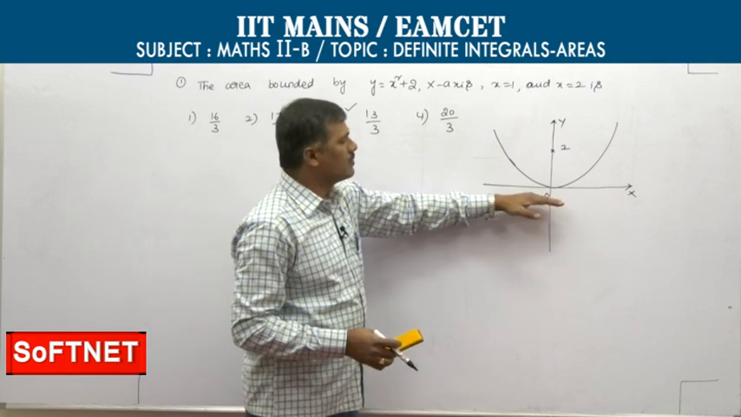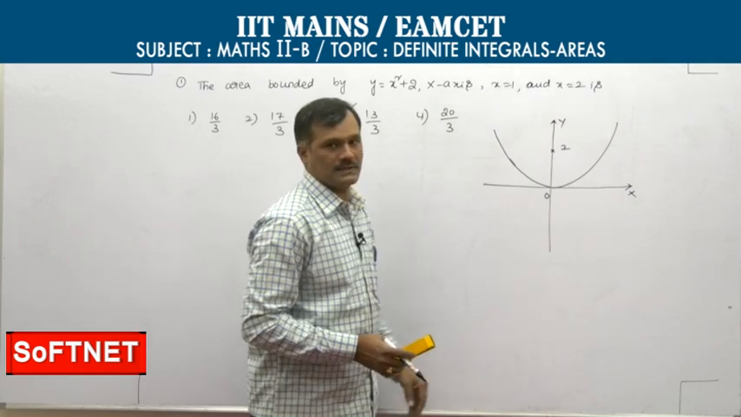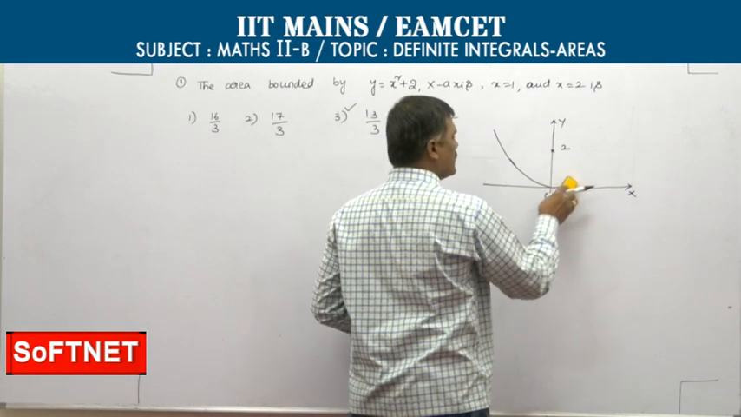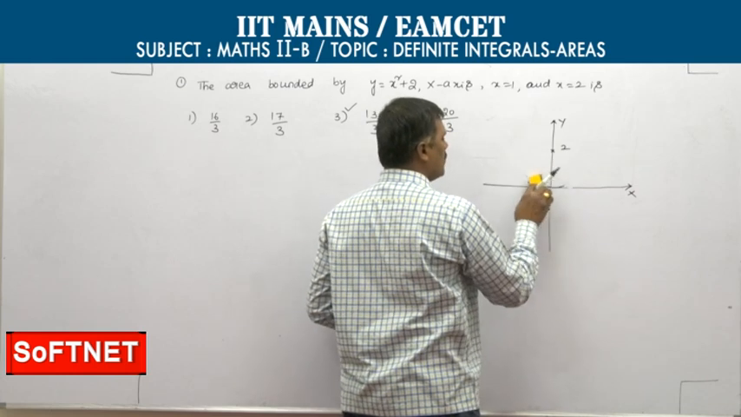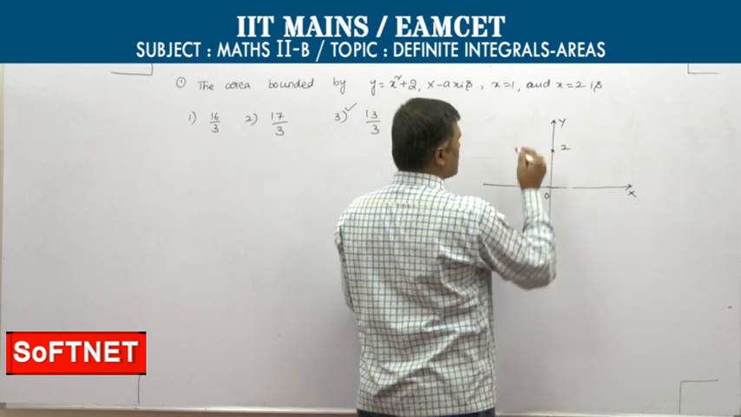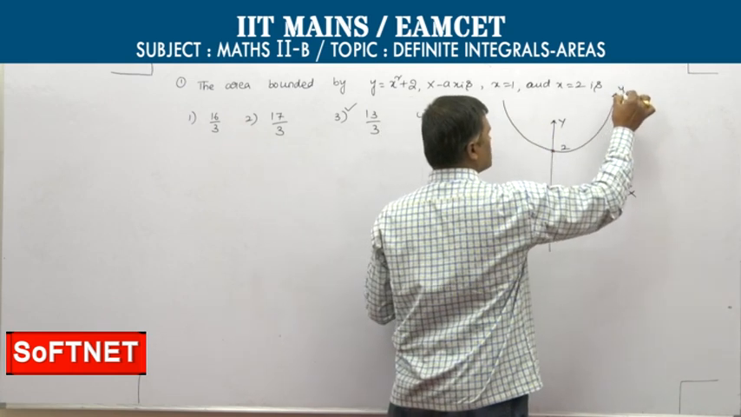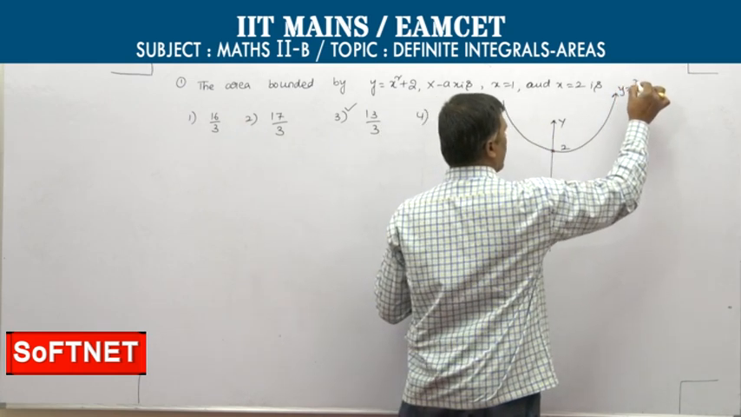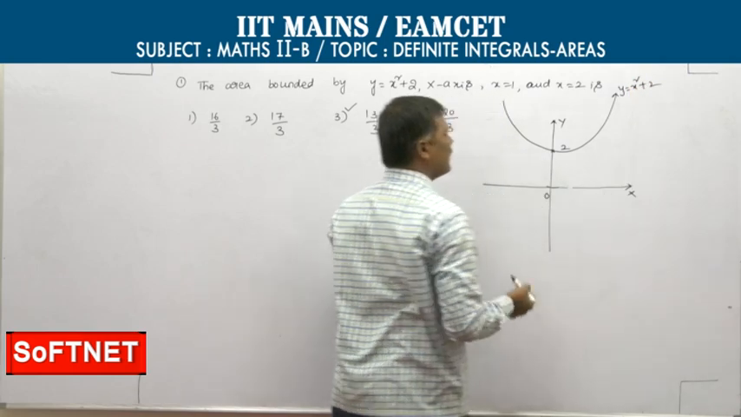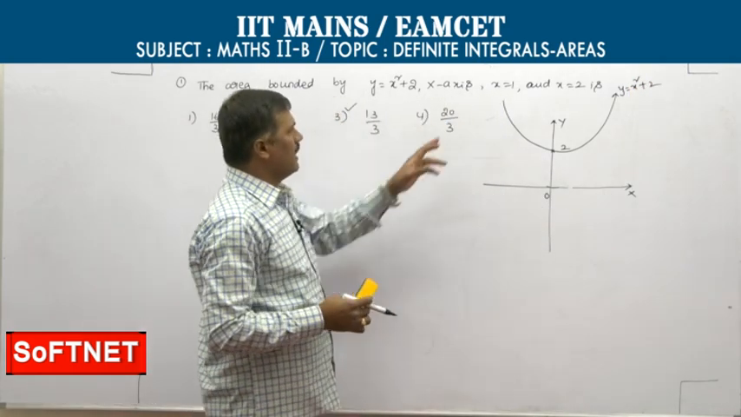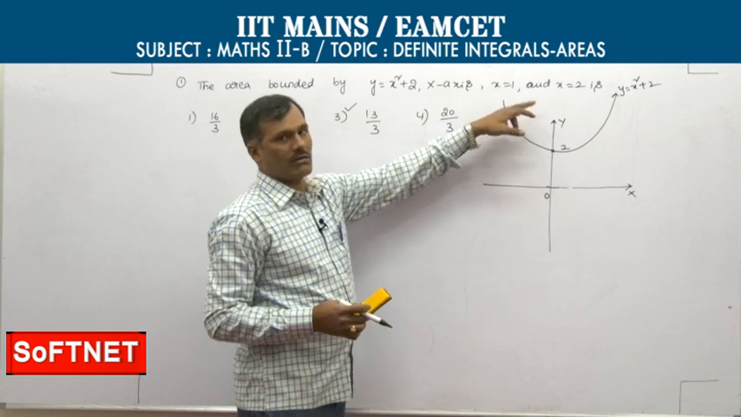That's why to move 2 units above the x axis. రెండు యూనిట్స్ మనకు పైకి జరిగితే ఈ కర్వ్ ఇలా ఉంటుందండి. ఇది y is equal to x square plus 2 కర్వ్. Next, limits x is equal to a, x is equal to b.